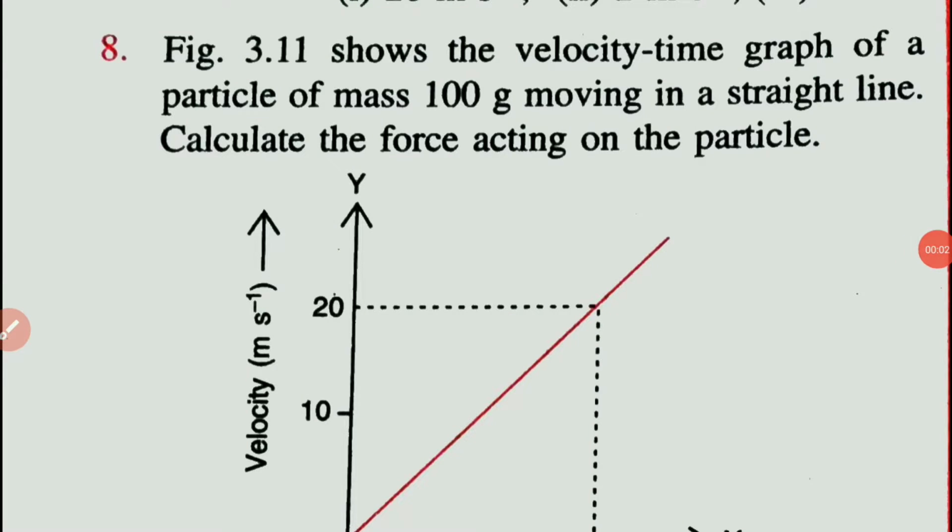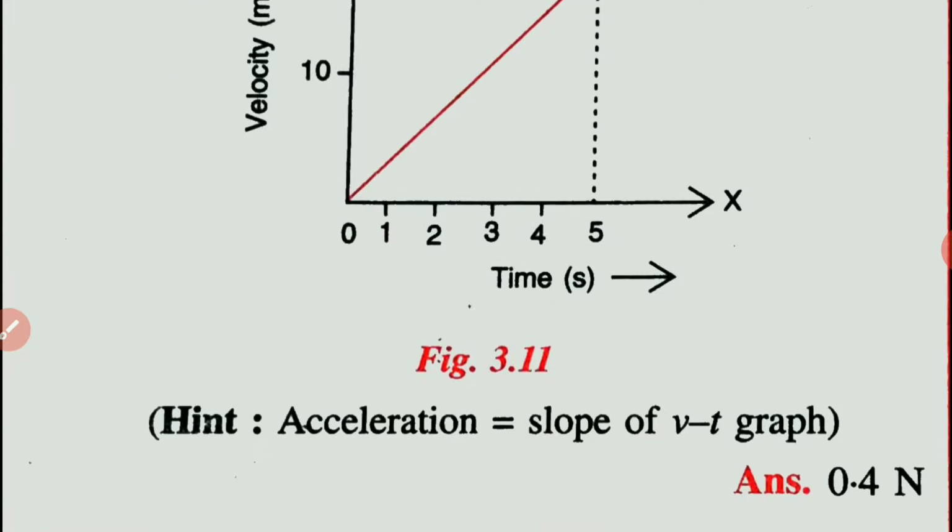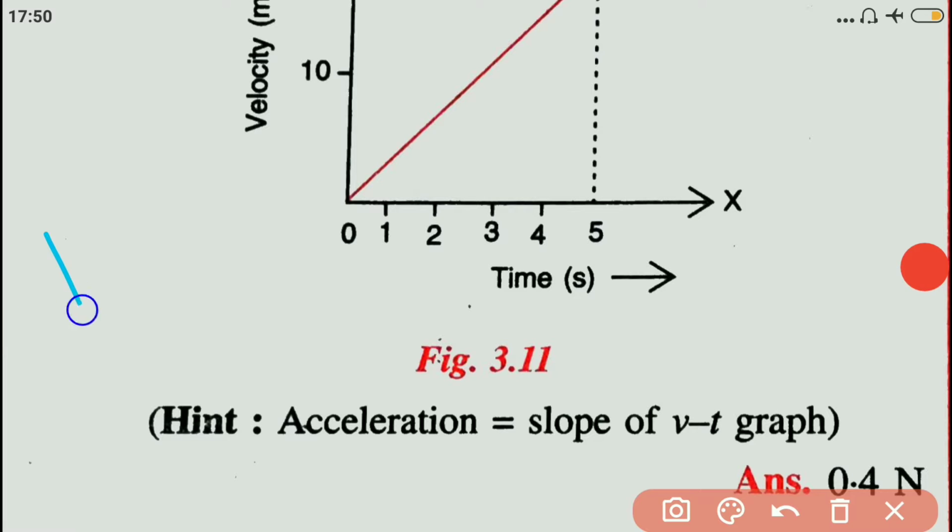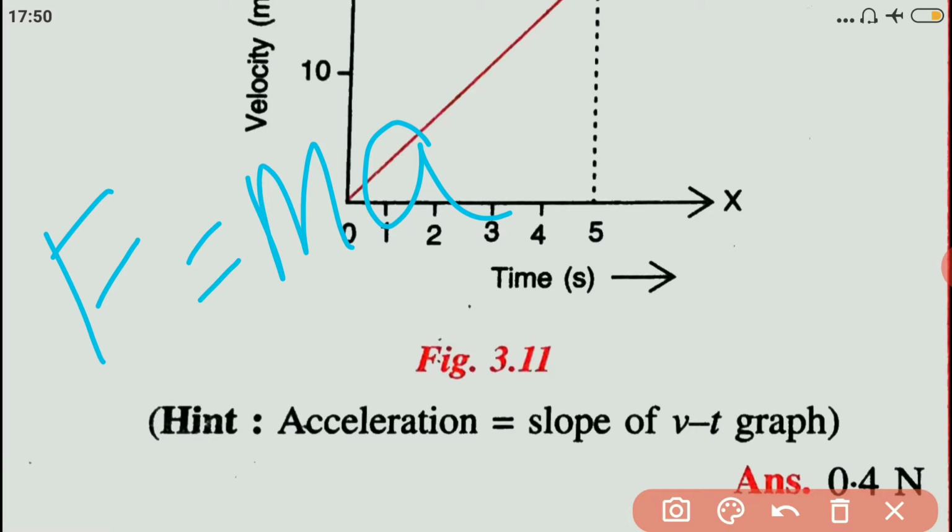Next question is question number 8. Figure 3.11 shows the velocity time graph of a particle of mass 100 gram moving in a straight line. Calculate the force acting on the particle. Acceleration equals the slope of the v-t graph. Here we are supposed to find the force. Now you know the force has a formula of mass into acceleration. Mass is given to us, whereas acceleration we are supposed to find from the slope of the graph. So let us go to the solution.